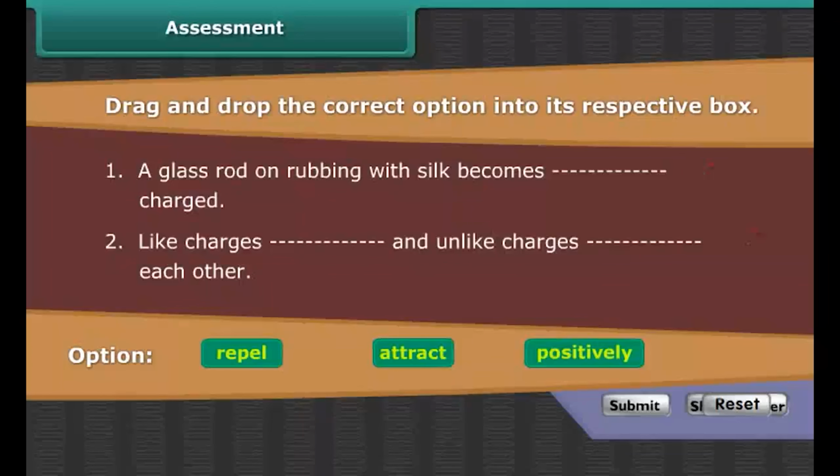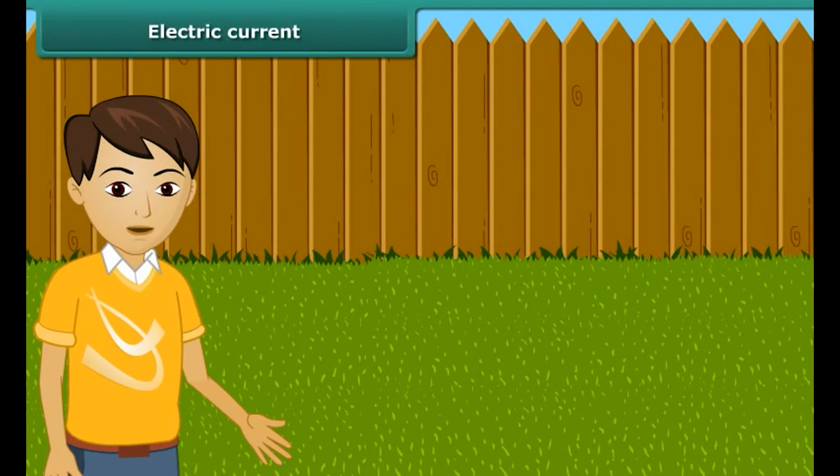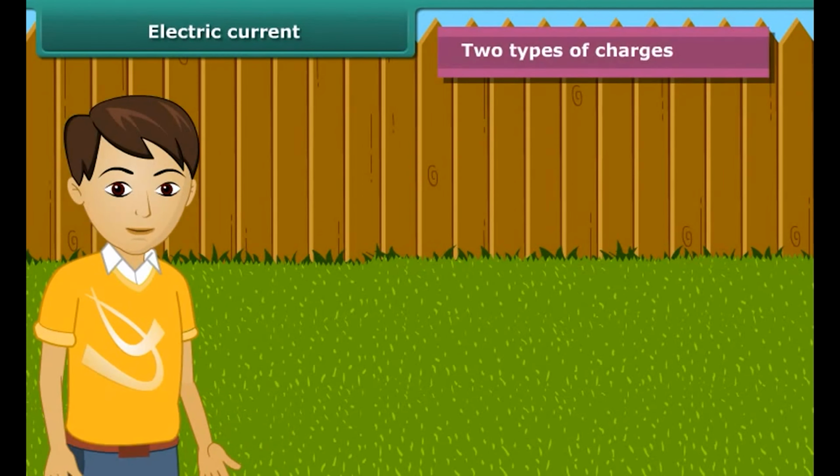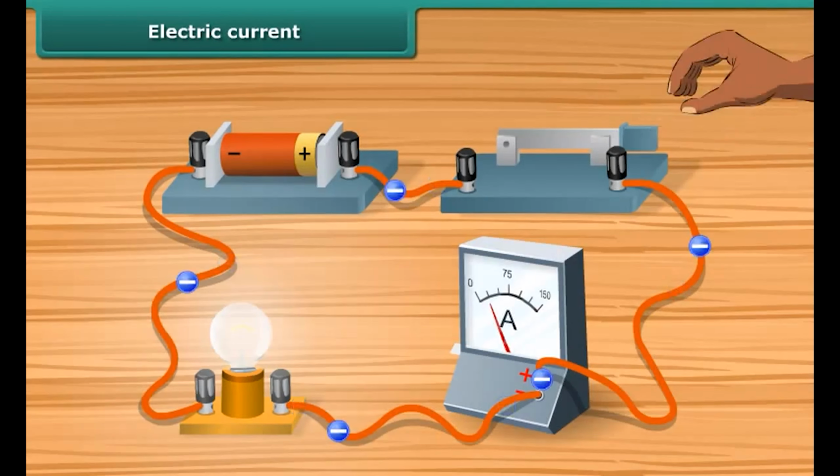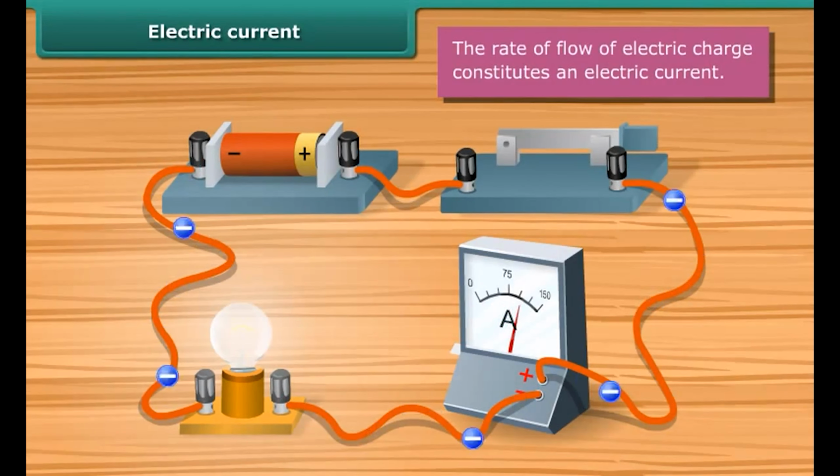Fill in the blanks. We have just studied about electric charges and the forces they exert on one another. We have learnt there are two types of charges, positive and negative. When charges transfer from one body to the other, the bodies are said to be charged. The moving or flowing charges produce an electric current. An electric current consists of a movement of negative charges, that is, electrons. The flow of electrons gives us electricity.